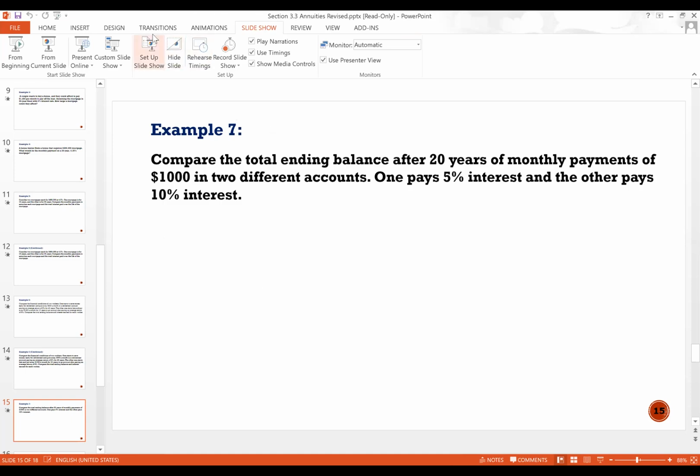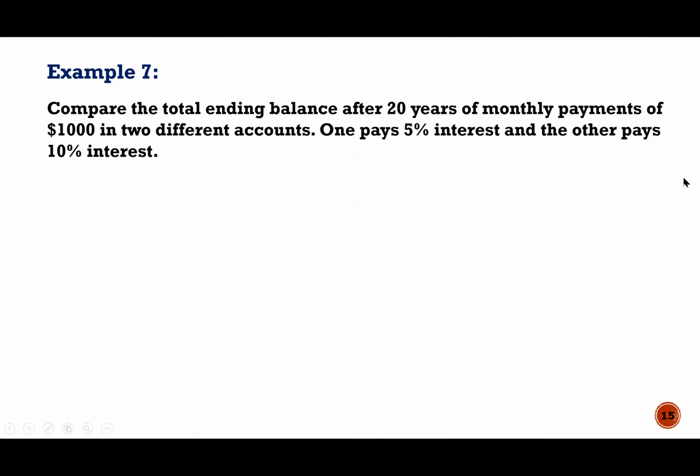Great, perfect. So we have two people here, putting $1,000 into two accounts. One pays 5% interest, the other pays 10%. You want to find the ending balance after 20 years. First, let's look at what kind of annuity this is. Is it the present value or future value of the annuity? Anybody have an answer for this?